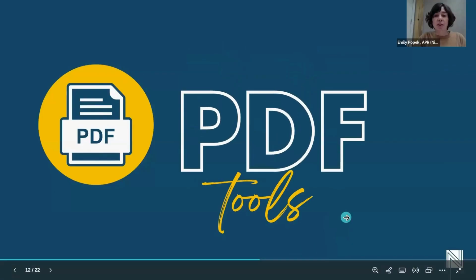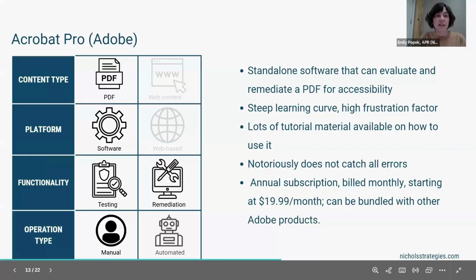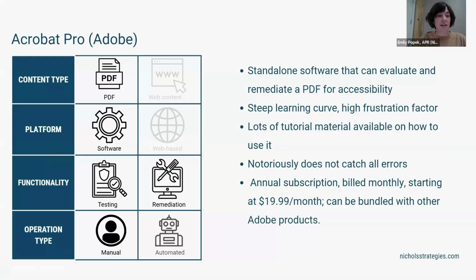So when it comes to testing and remediation of PDFs for accessibility, the first thing I looked at was our good old friend Adobe Acrobat Pro. So this is standalone software, right, that you would download onto your machine. You can evaluate and remediate your PDF for accessibility using this tool. However, I will say that generally this is considered a tool with a steep learning curve and a high frustration rate. Because it has been around for so long, it's an Adobe product, they're pretty ubiquitous. There is a lot of learning material available to support your use of this tool, but it can be an uphill learning curve to get there.